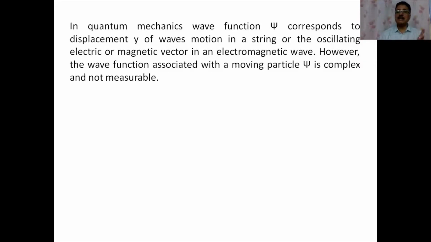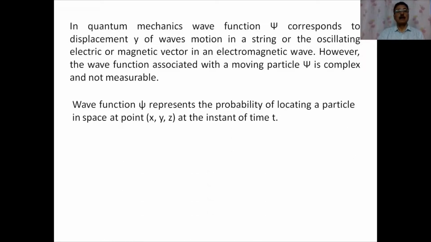Here y, E, etc. are physically measurable quantities. Psi is not a physically measurable quantity. Now, this wave function psi represents the probability of locating a particle in space at point x, y, z at the instant of time t. So mind it, this wave function psi is a definitive function. It has a definite value at x, y, z, t.